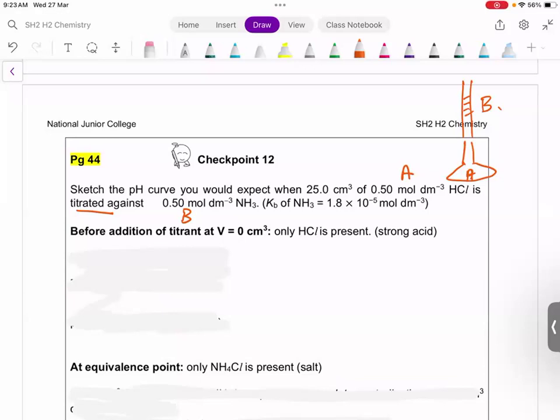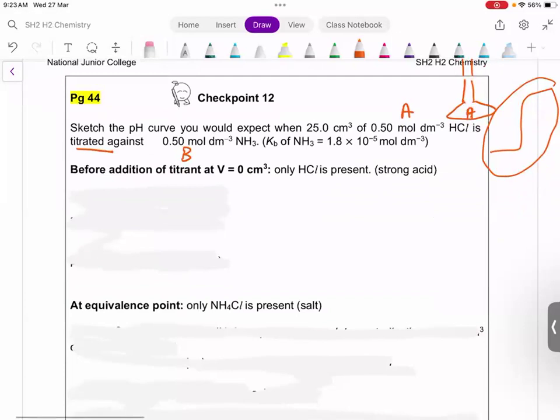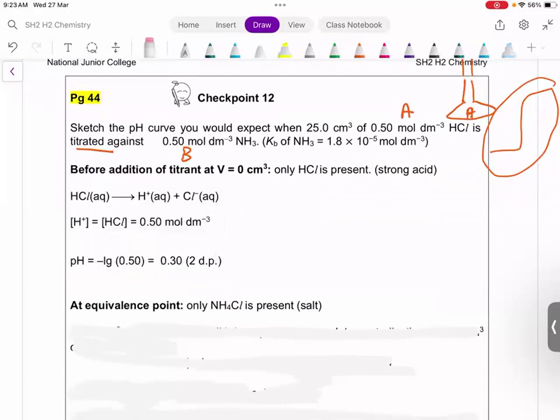So your acid is in the conical flask. This means that you start low, then end high, in the titration curve. So this is how you should visualize the shape of your titration curve. Before addition, it is just strong acid, so full dissociation. This one is quite straightforward, 0.3.